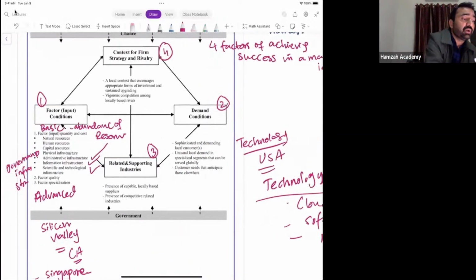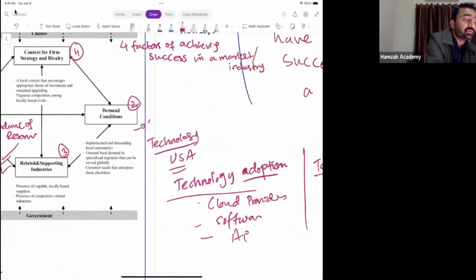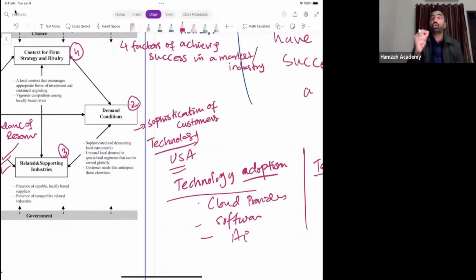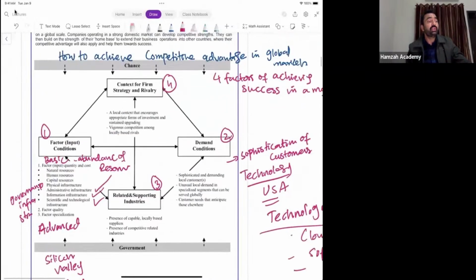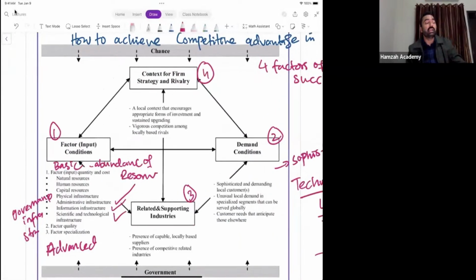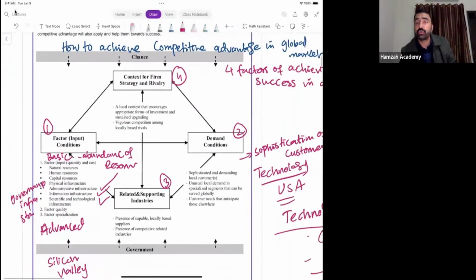So the condition of demand depends upon the sophistication of customers, how demanding they are in terms of sophisticated products and services. Okay, number three, you need to look at whether there are related and support industries that are also very important for the success and growth of any core industry.